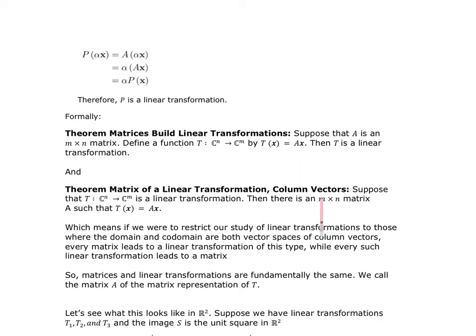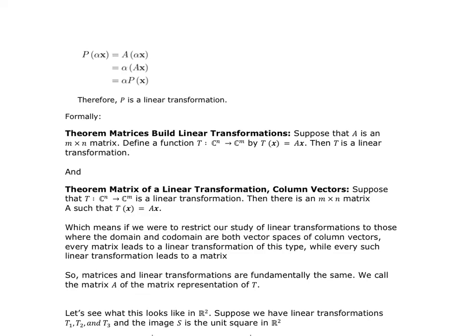And the other one we get is the column vectors. Suppose we have this linear transformation, then there exists an m by n matrix such that we get a linear transformation. So if we were to restrict our study to just linear transformations whose codomains and domains are both vector spaces of column vectors, every matrix leads to a linear transformation of this type, while every such linear transformation leads to a matrix. So matrices and linear transformations are fundamentally the same. We call the matrix A the matrix representation of T. So all this time we've been working with matrices, we were really doing linear transformations.